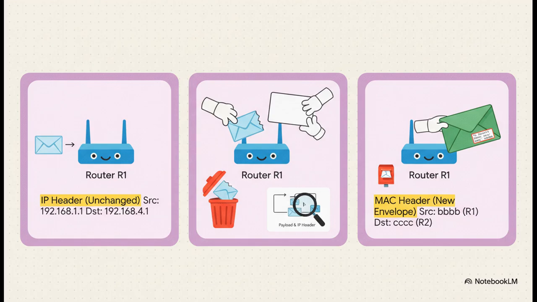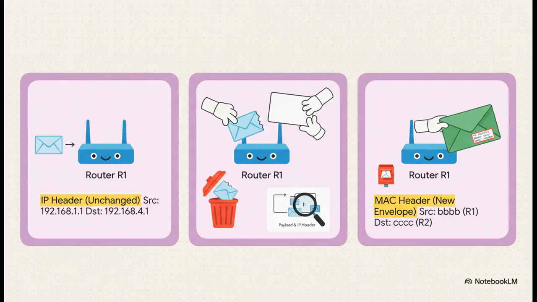And this, right here, perfectly shows the core idea. R1 strips off the old MAC envelope it got from PC1, the IP letter inside completely untouched. Then R1 puts that same letter into a brand new envelope, addressing it from its own MAC address to the MAC address of the next hop, which is router R2.